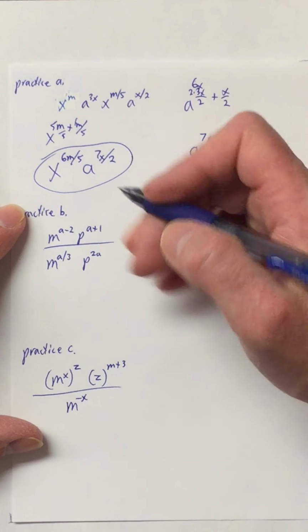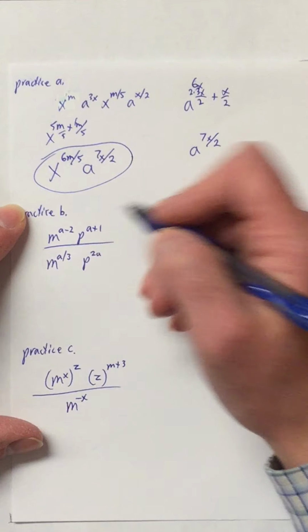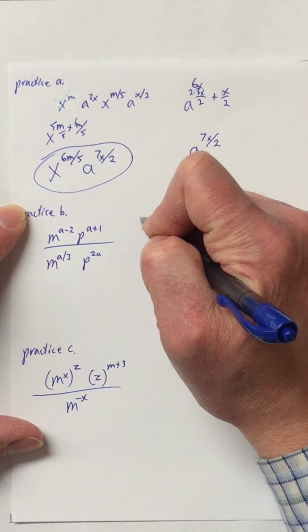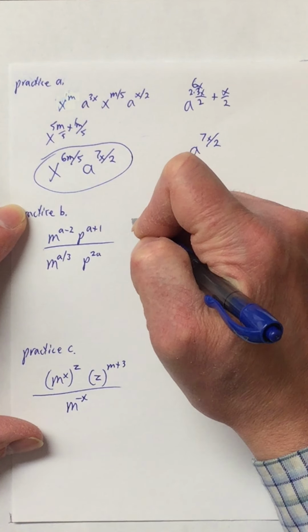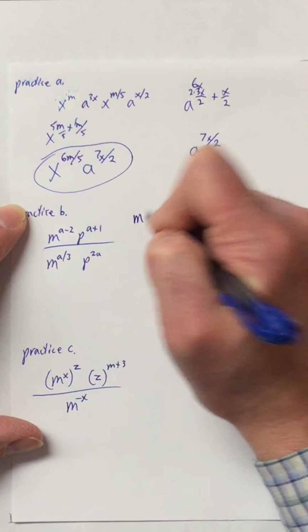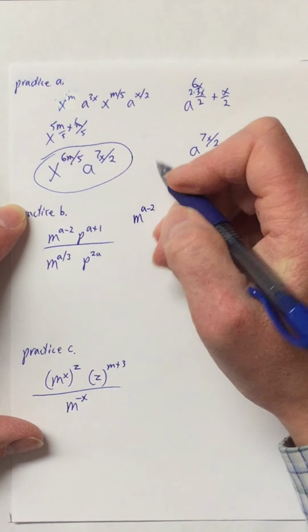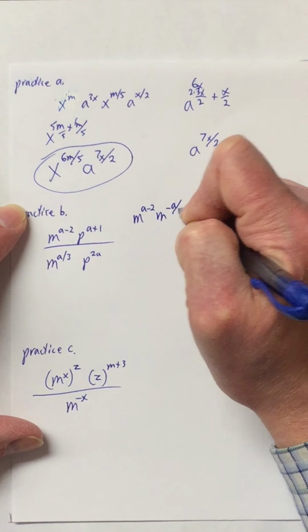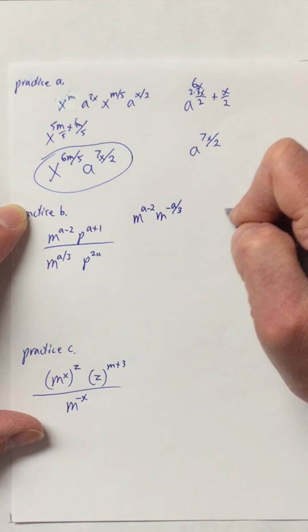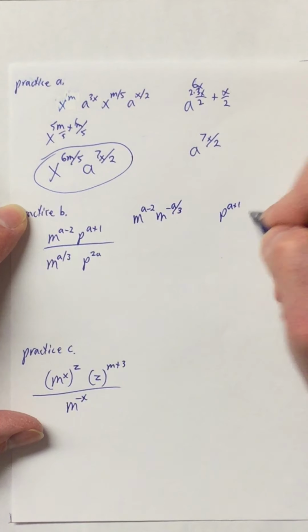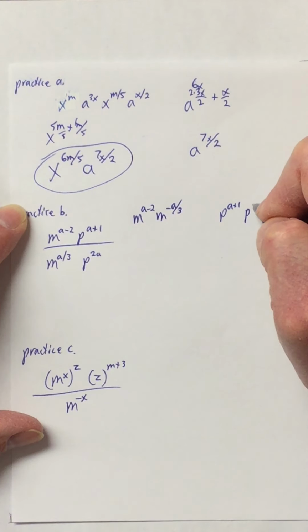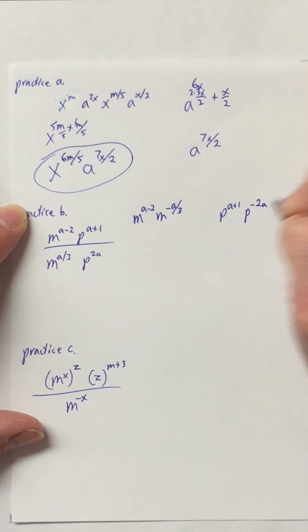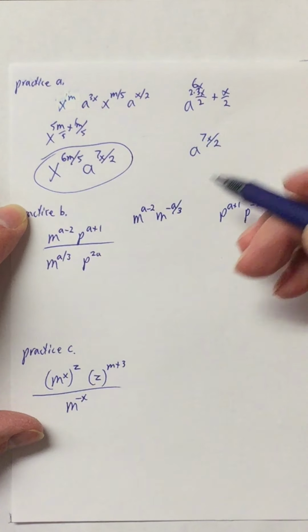All right, moving on to practice B. First step, I'm going to write those up there and get it all into numerator. So I'm going to have m, a minus 2, and then this here is m minus a divided by 3. And then p, a plus 1, p minus 2a. All right, let's work with these here.